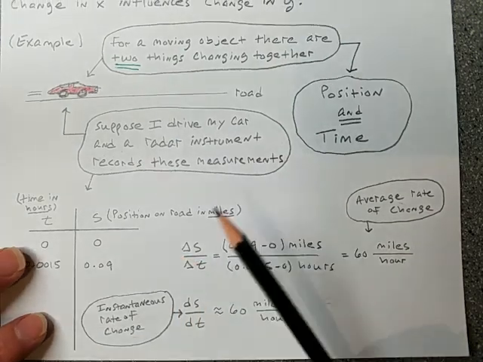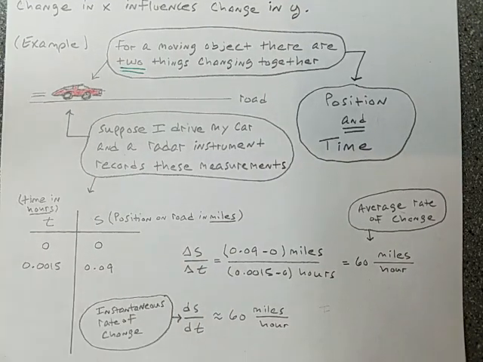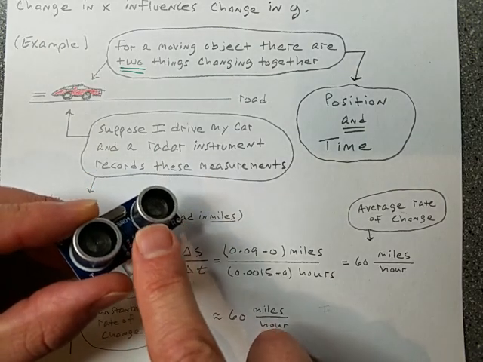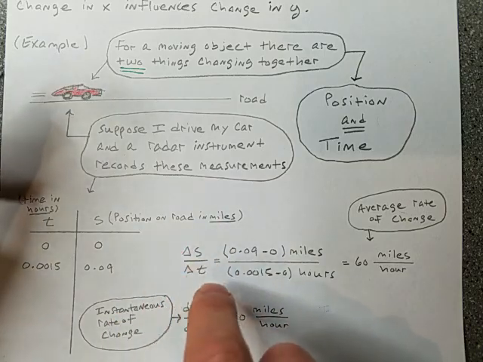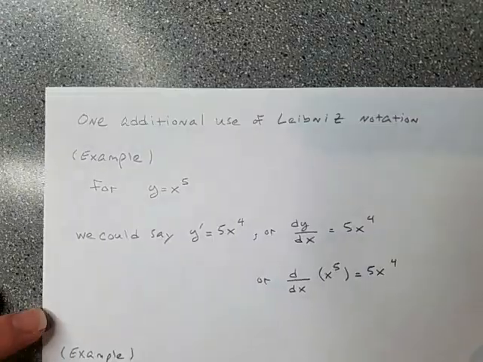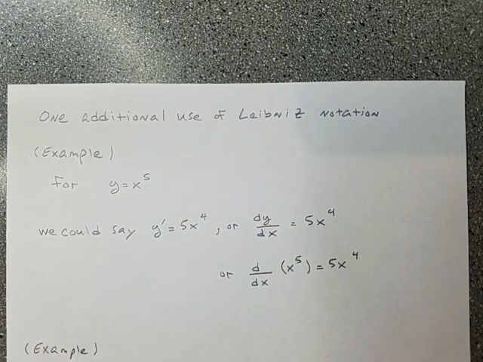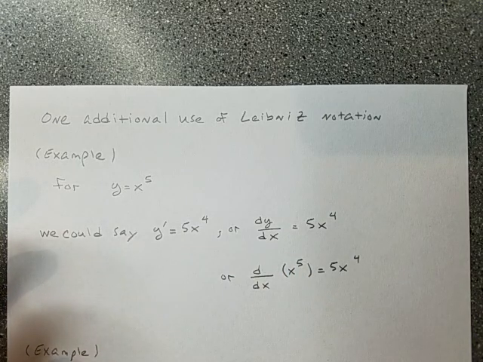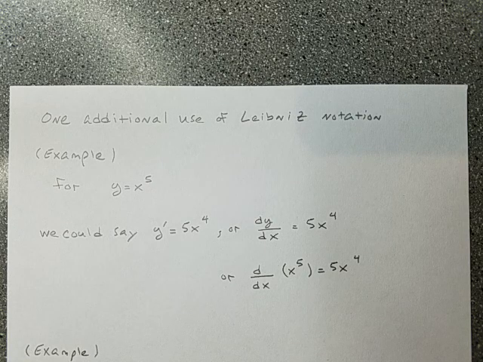You can think about it like this. If you ever take a physics class in the laboratory, you might use something a lot like this to do experiments where you make measurements like I have here. Okay, let's talk about one additional way that we use Leibniz notation. This will be new, something I didn't cover in the other videos.